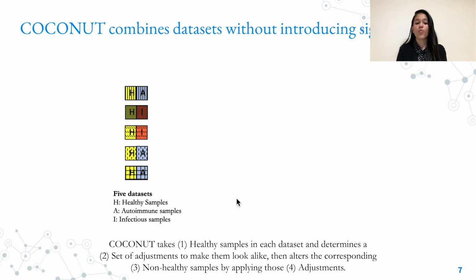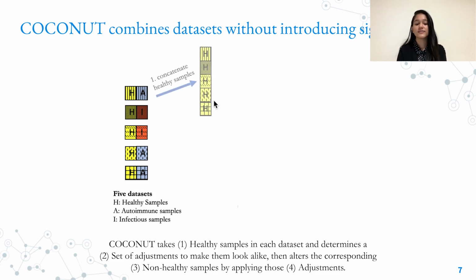Since we use such a wide array of data from so many different datasets, we need to get rid of any batch effects that are caused by the technical differences between the datasets. So we COCONUT co-normalize them to make all the datasets comparable.